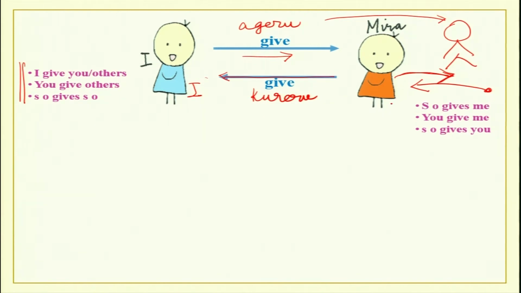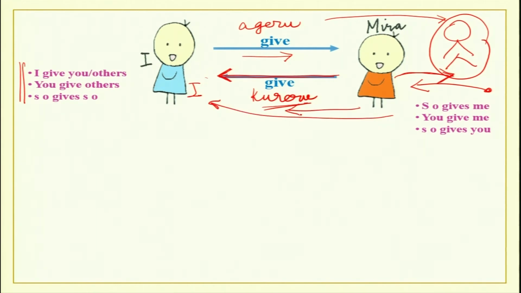Now, this person over here is giving me. Now, that becomes kureru. Someone gives to me, it could be anyone. This person over here, someone is giving to me, Mira-san is giving to me, or someone over here, this gentleman over here can also give to Mira.